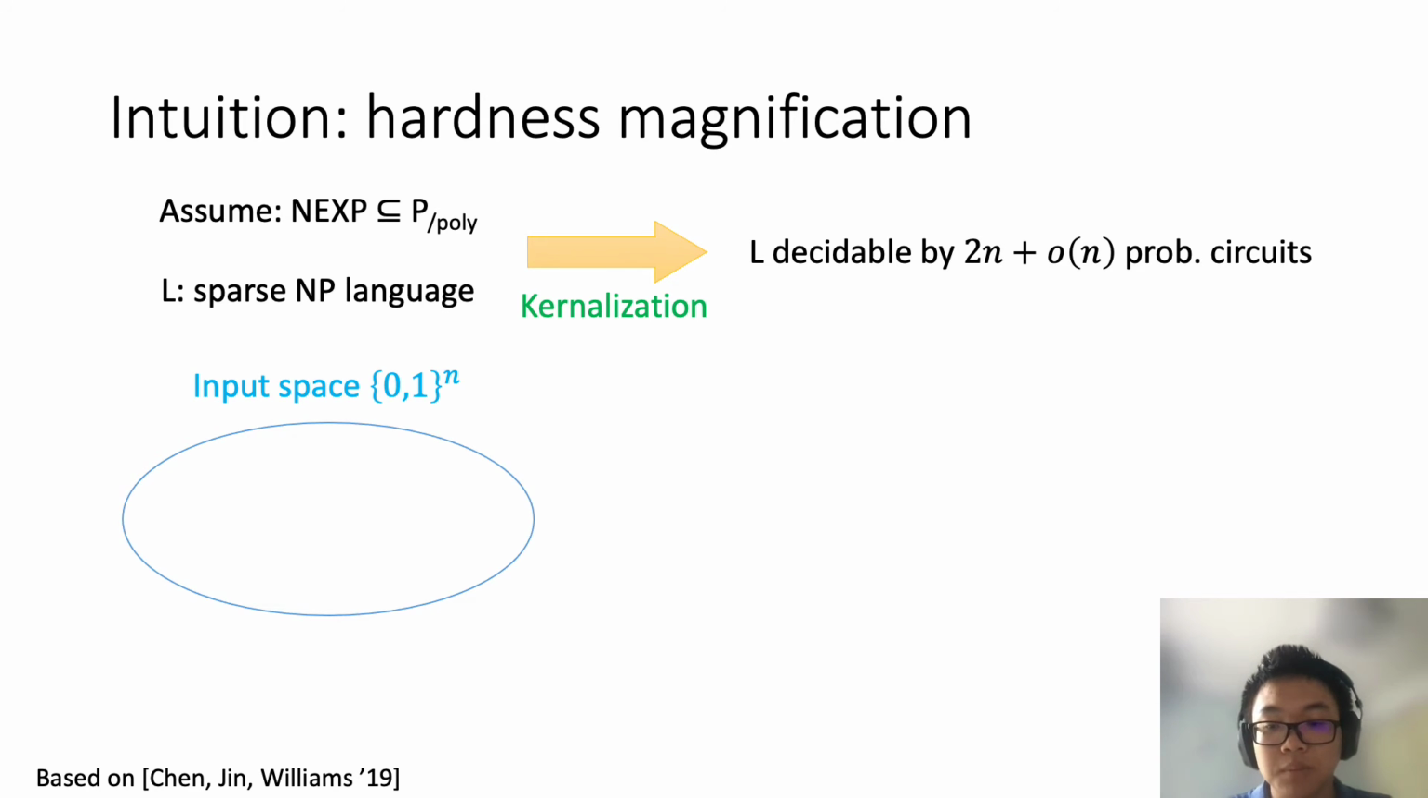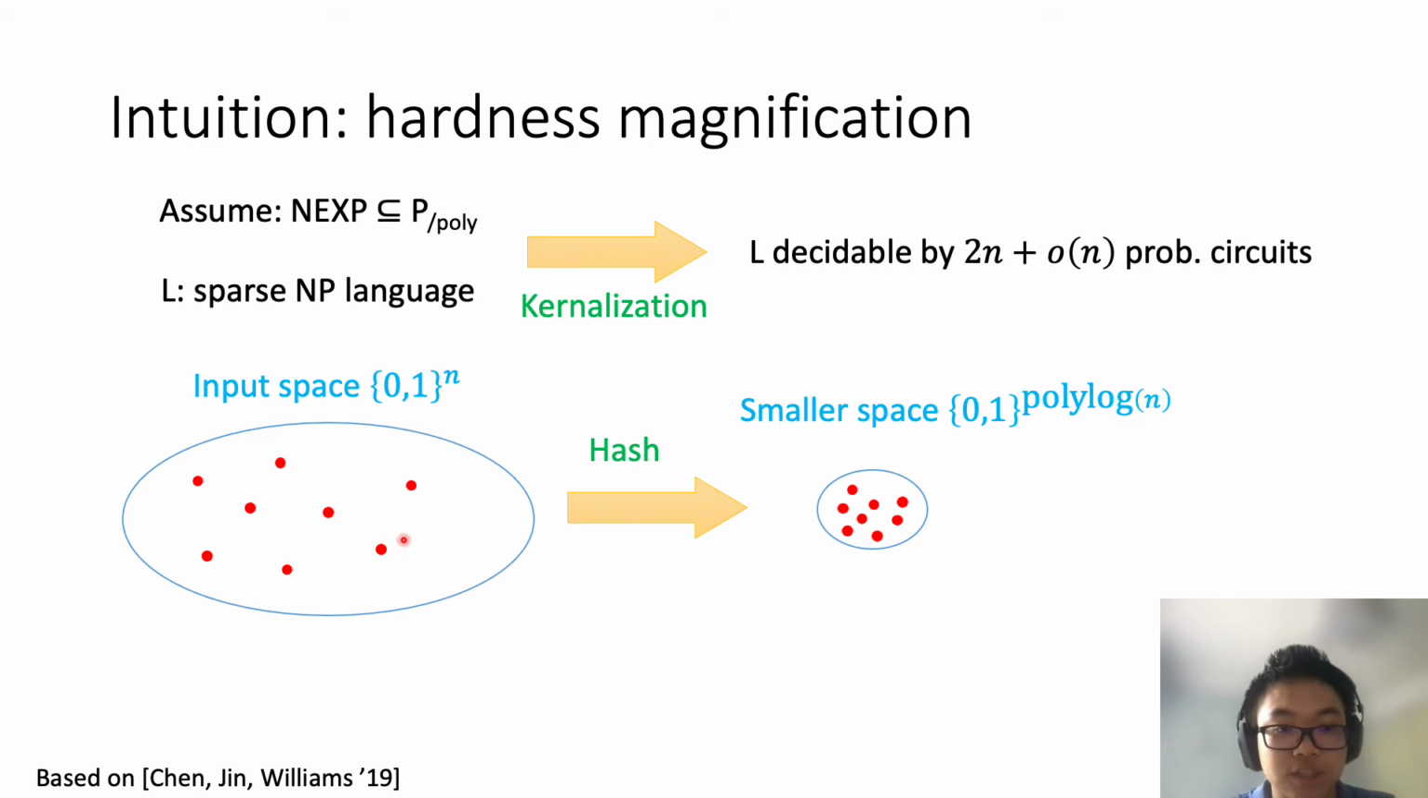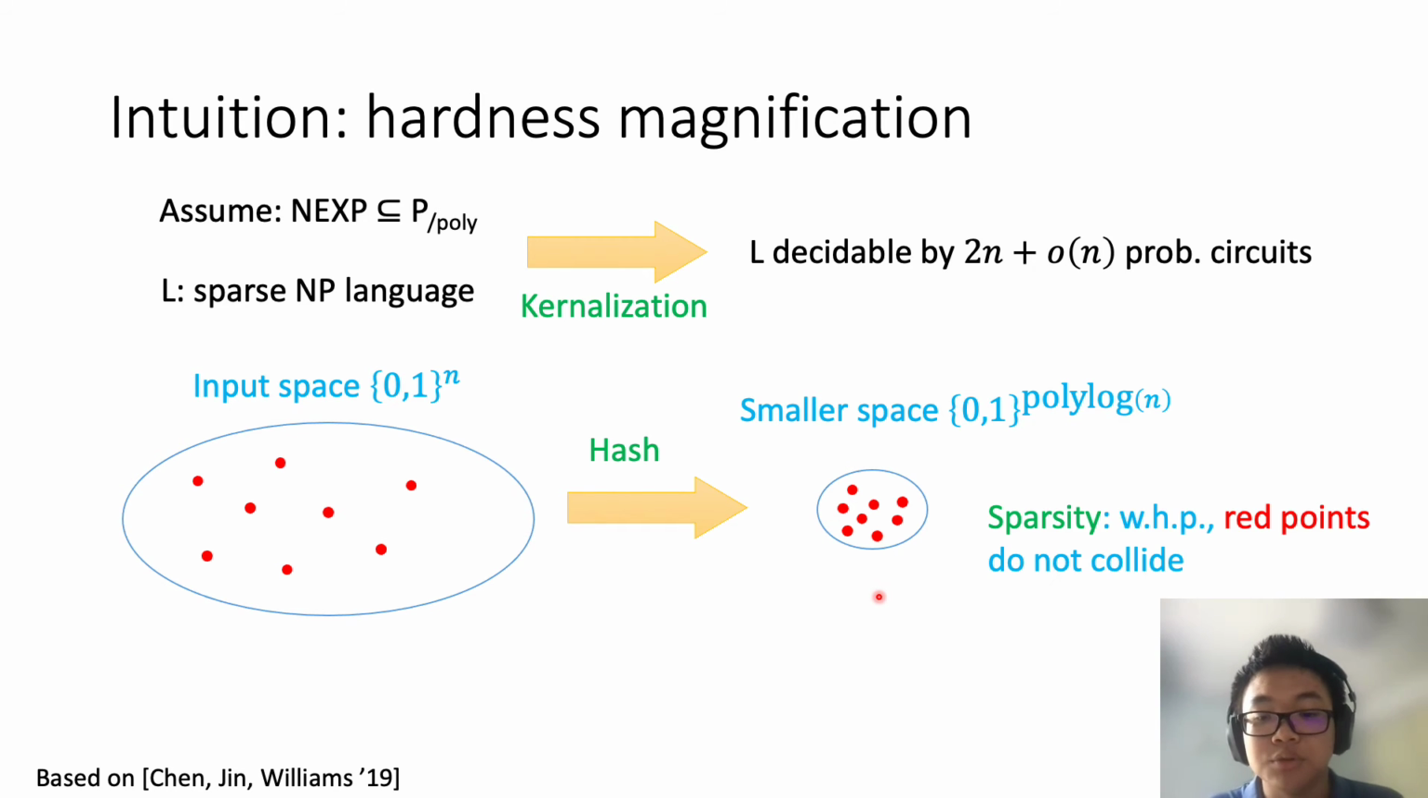We consider the whole input space of L, which is {0,1}^n. L has some yes instances in this space, and we mark them as red here. And there are only a few red points here since L is a sparse language. And now we hash this large space to a smaller space, say {0,1}^polylog(n). Now since we use an almost universal hash function and there are not many red points here, with high probability no red points collide in this smaller space. So the red points in the input space become red points in the smaller space, and they become denser since our space is smaller.